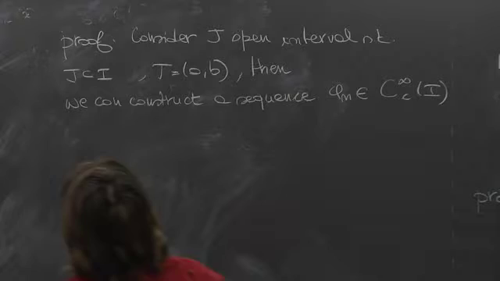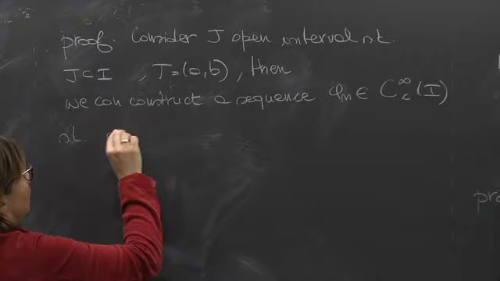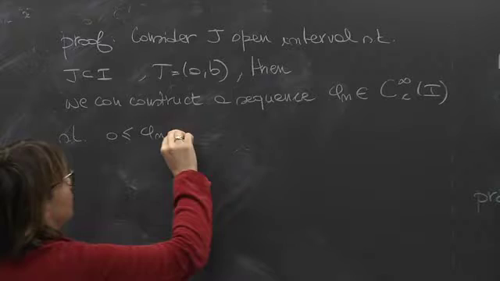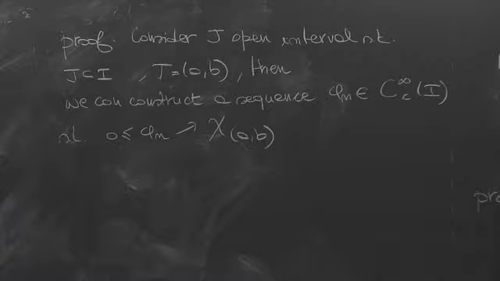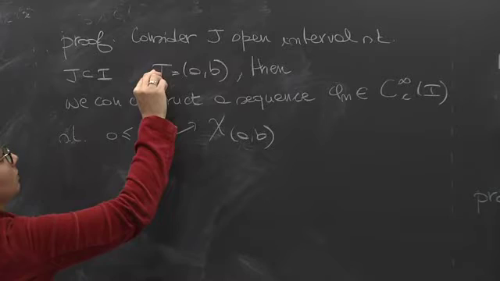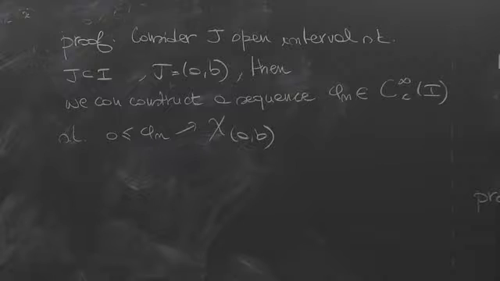Such that they are non-negative and they converge increasingly to the characteristic function of (a, b). Here J is (a, b); it's an open interval, from a to b, not from 0. But a to b, yes. And this is the same, okay? Maybe just to fix the idea.